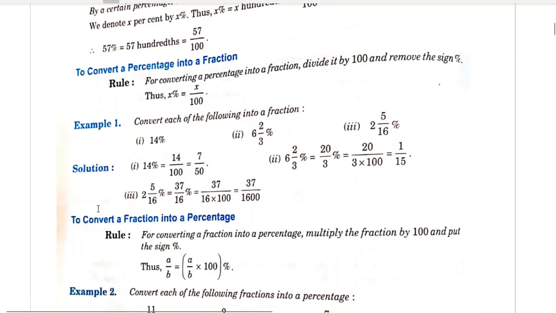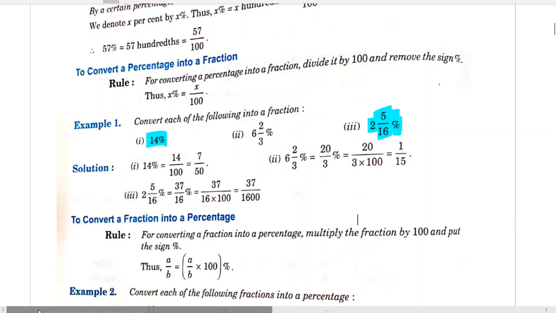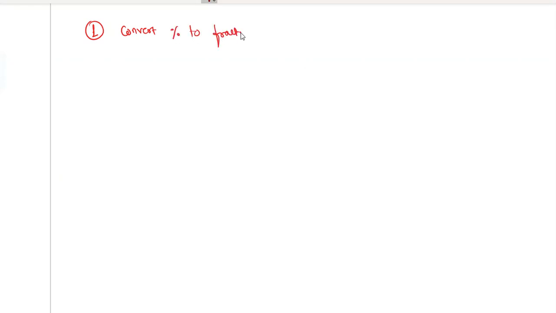Okay, so let's first check some examples where we'll convert percentage into fractions, and we are going to take two examples. One is 14% and one is 25 by 16 percentage. We have to convert percentage to fractions. So the first skill you are going to learn is to convert percentage to fractions. 14%, that is 14 upon 100, 14 hundredths, right? 14 parts of 100. So 14 upon 100, that is 7 upon 50 in lowest terms.